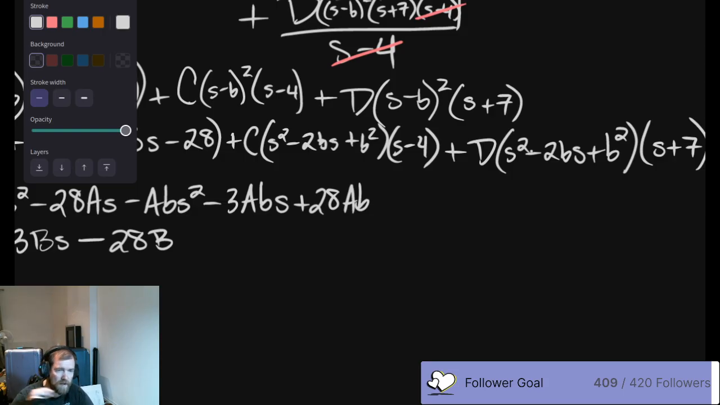This is a bit of stuff that we're doing by hand in differential equations.